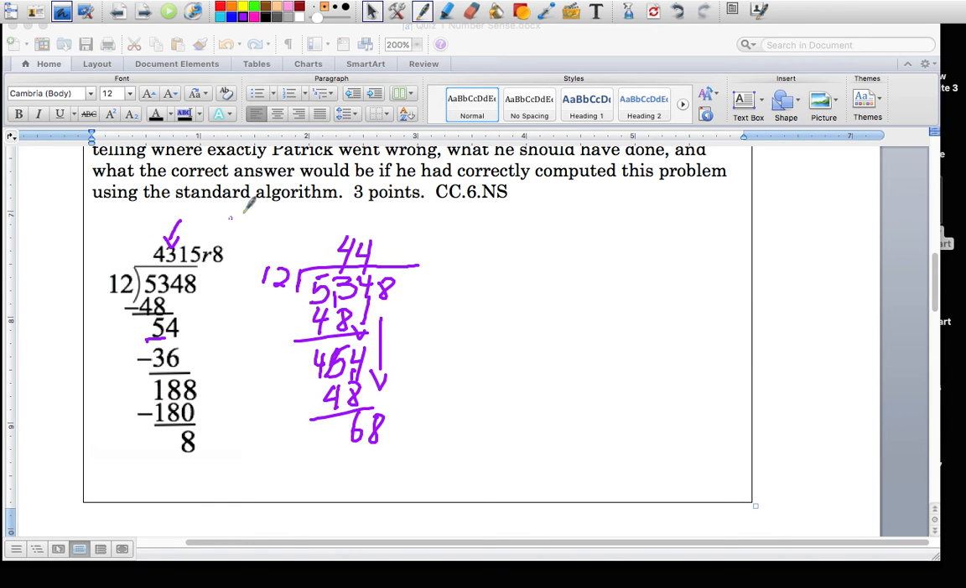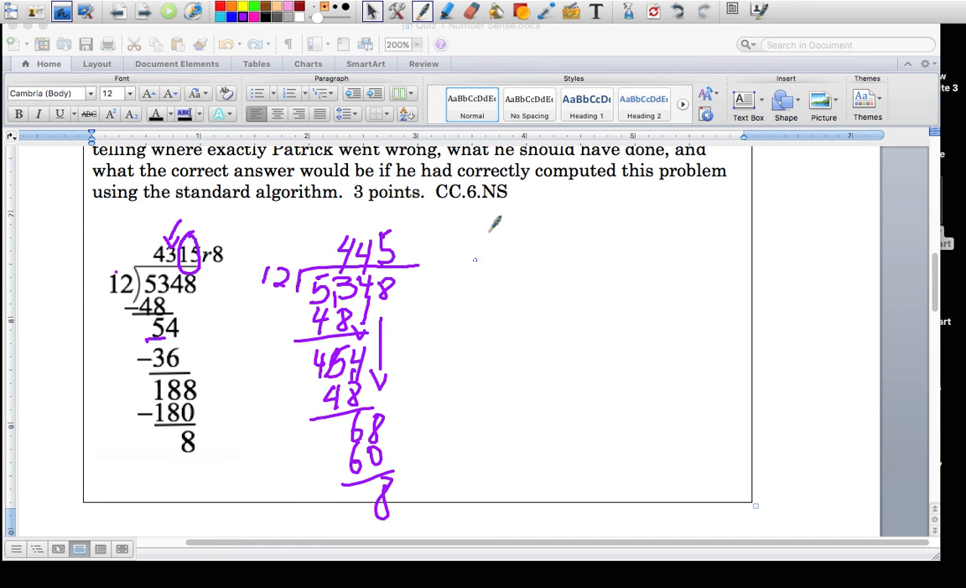Okay, so when he brought down the 8, he got a big number here, 188. And what he actually did was that he said to himself, 12 can go into 188 15 times. And that's how he got the 15 over here. Okay, but instead, the correct way, 12 goes into 68 5 times, giving you a 60. And remainder 8.